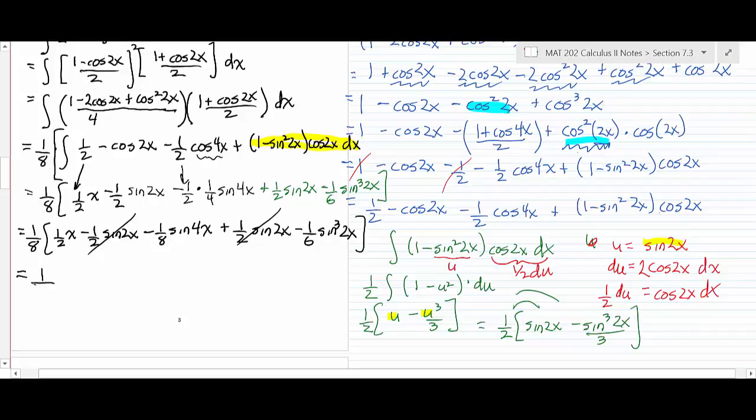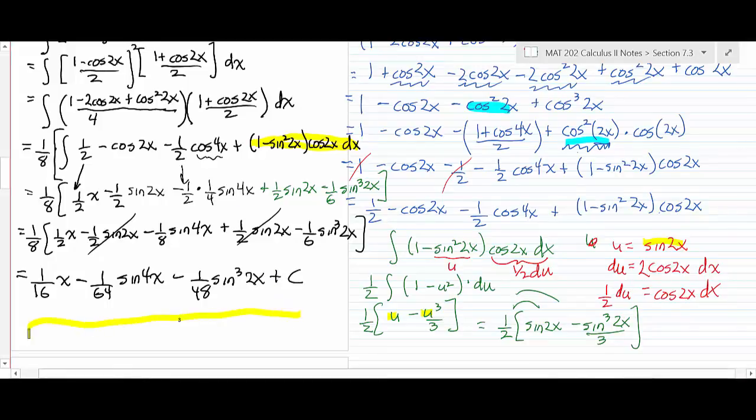So we have 1 over 16x minus 1 over 64 sine of 4x, like that, and then minus 1 over 48 sine cubed of 2x, and then plus c. All right, so that's the answer. Wow, what do you think? Wasn't that fun?